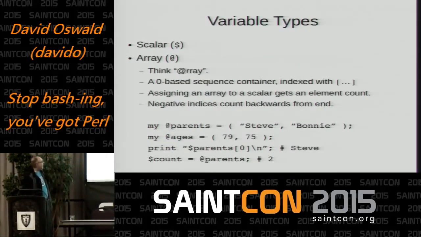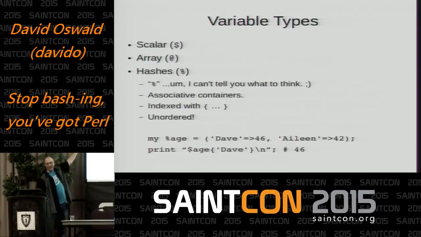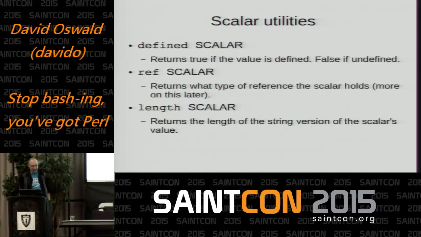For array, you think A for array because that is like array. And that's a zero-based sequence container. And then you have hashes, which I don't really know what the mnemonic is for the %, but % designates that you're looking at a hash, which is a key value store.